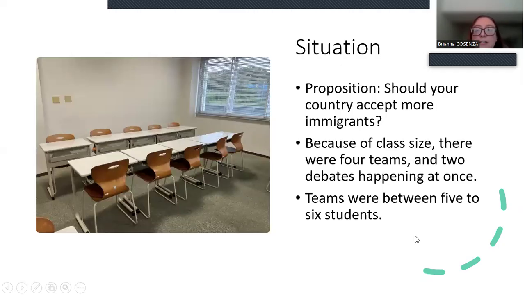So the situation for this unit, our proposition, should your country accept more immigrants? Because again, I do have a big class size, I have 4 teams. So there's actually 2 debates happening at once. And each team has between 5 or 6 students. And I set it up like this. So one section like this on each side of the classroom, and then I'll sit in the middle.